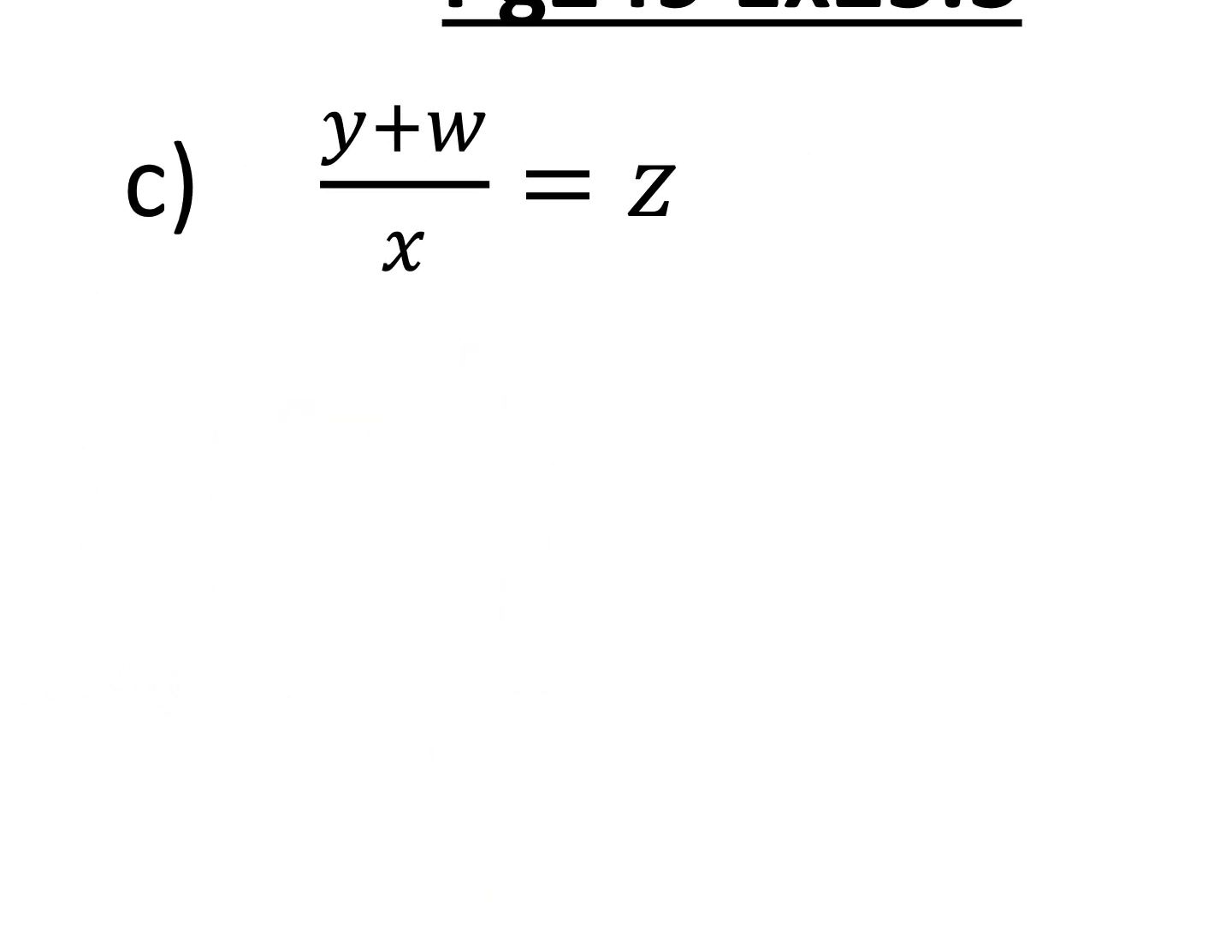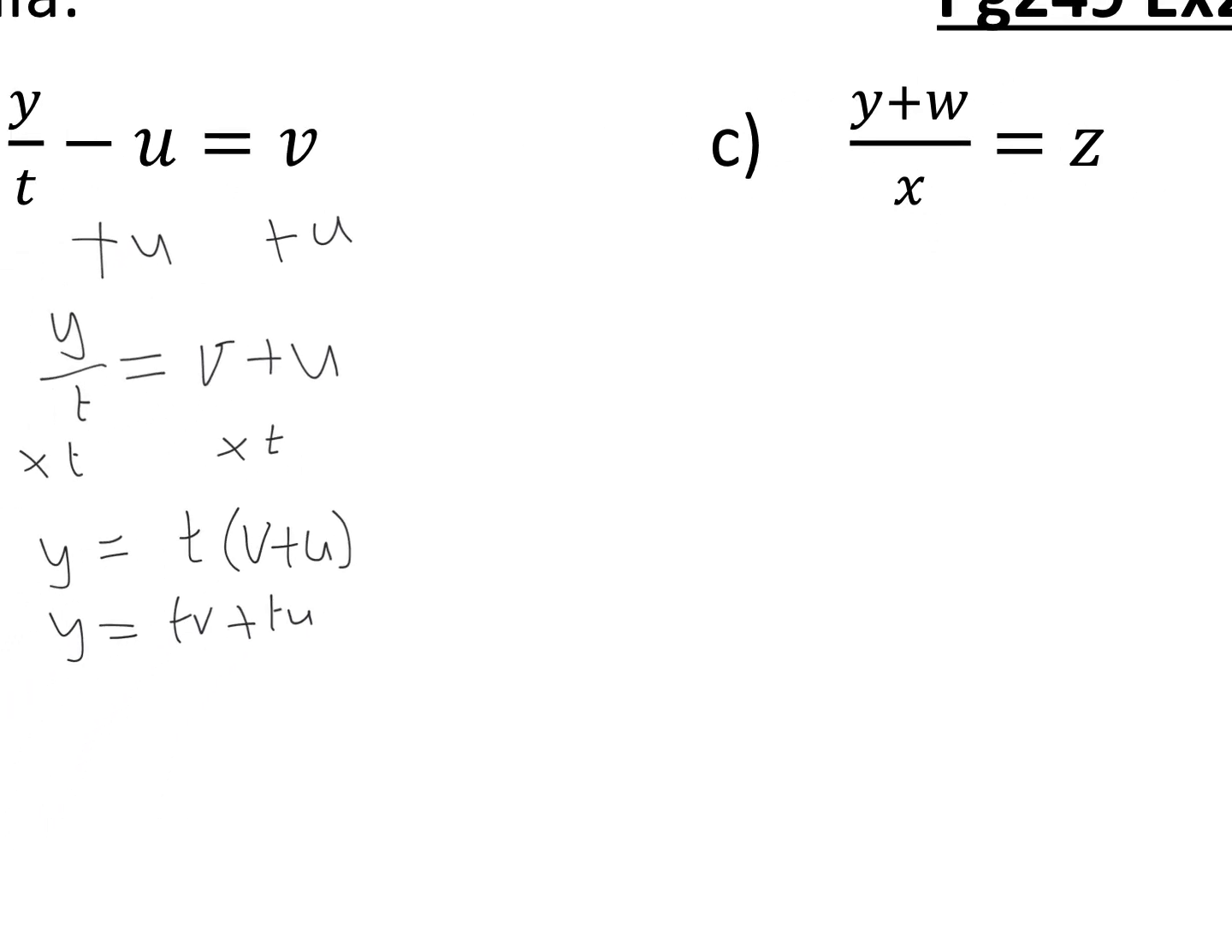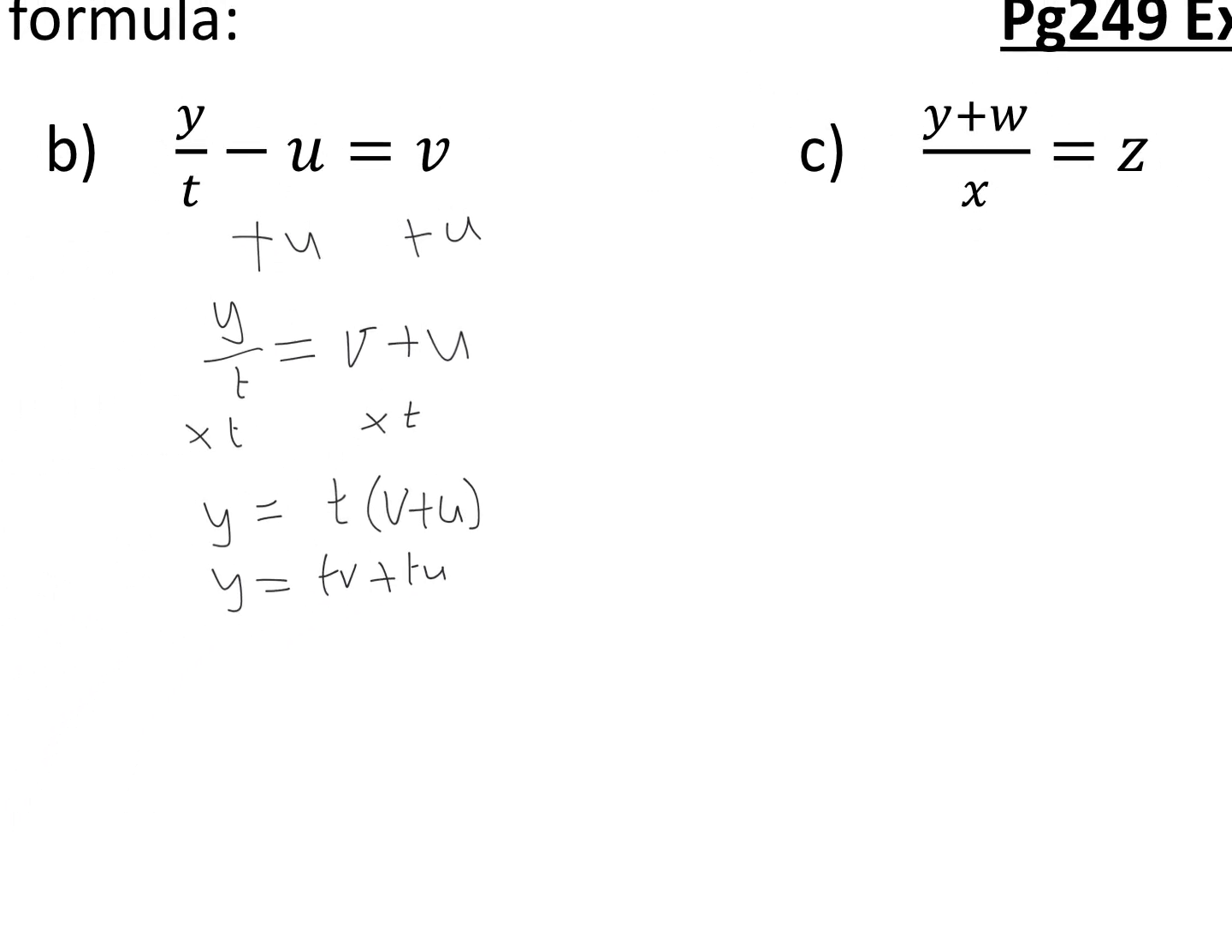Part C, trying to make y the subject. We can't get rid of that w, which is sort of similar to part B. I'll just show you it. The u was sitting on its own, so we could add the u to both sides. It wasn't interfering with this division, but the w is inside the division, so we can't get rid of that w straight away.